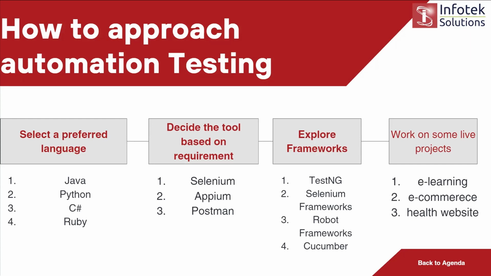Then you need to decide the tools which you are going to use. Selenium is a testing tool, Appium is also a testing tool, and at the same time, you have the Postman platform that's used for API testing. Basically, out of these tools, you have to decide which one you want to go for.